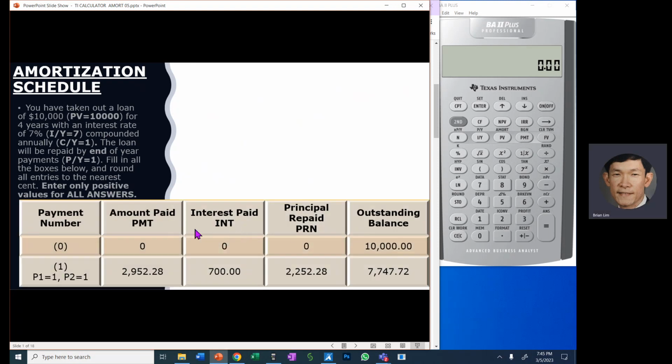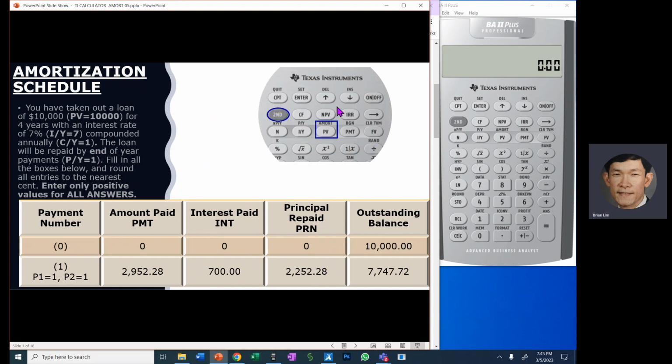So here is what the schedule will look like. This is just a part of it. Remember, there will be 4 payments. It's end of year payments, and the loan is for 4 years, so there will be 4 payments. And this is what it will look like when the payments are being made. This is the principal, the outstanding balance at the beginning, $10,000. And after the first payment of $2,952.28, which we will calculate shortly, the amount that is owing is $7,747.72.